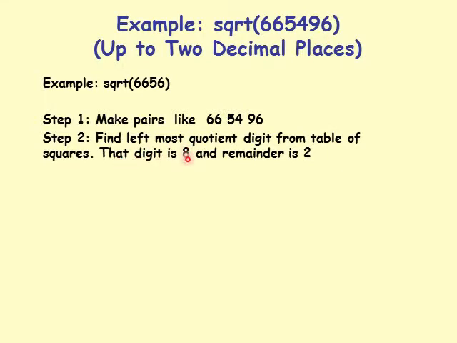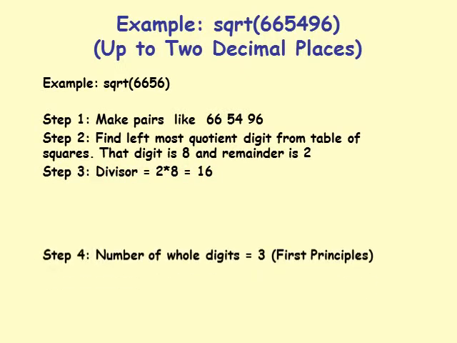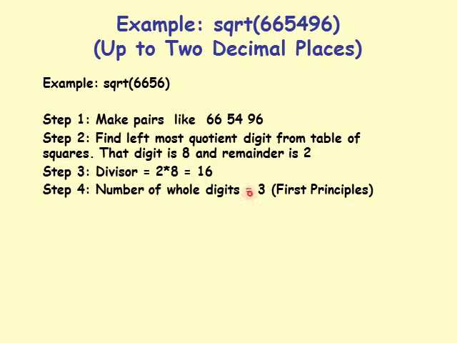That digit is 8, from 66, the square root of 66 as a whole number is 8, and the remainder is 2. Let's continue here. So the divisor is 2 times 8, which is 16. And the number of whole digits is 3 from first principle, 6 digits, 3 pairs and 3 digits.